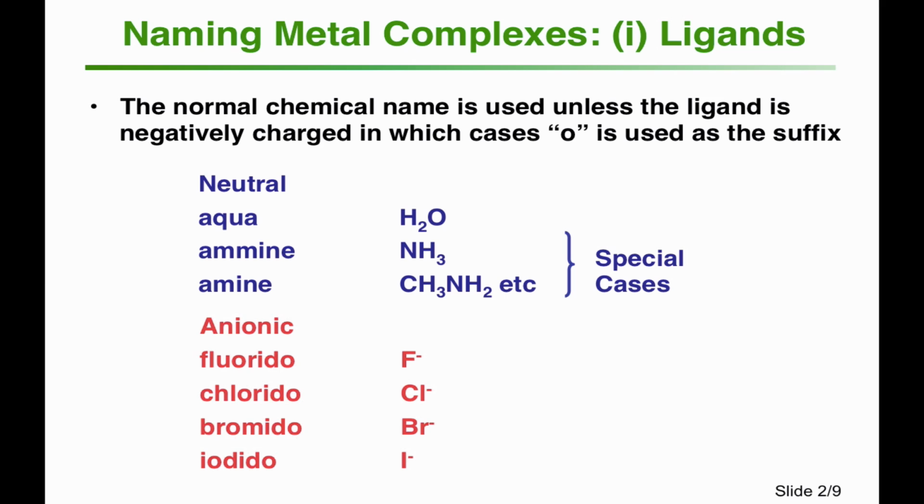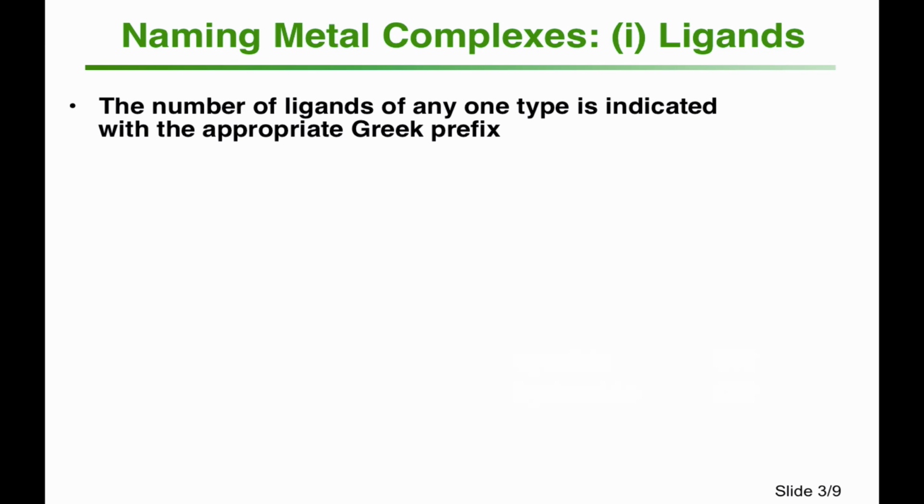We have anionic ligands, negatively charged ligands. We add an O as the suffix. So fluoride becomes fluorido. Chloride, when it's attached as a ligand, becomes chlorido. Bromide, when it's attached as a ligand, becomes bromido. Cyanide, cyanado. Hydroxide, hydroxido.